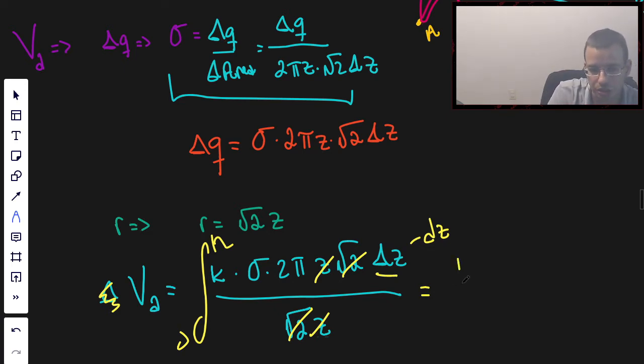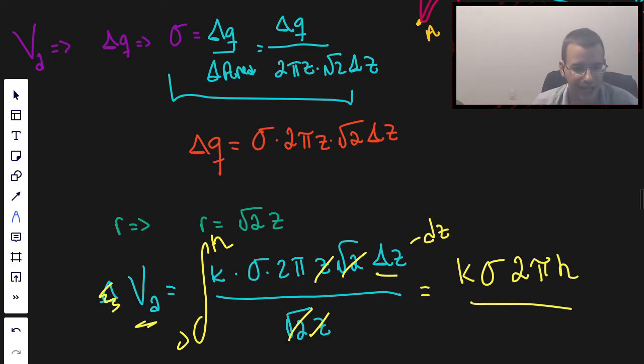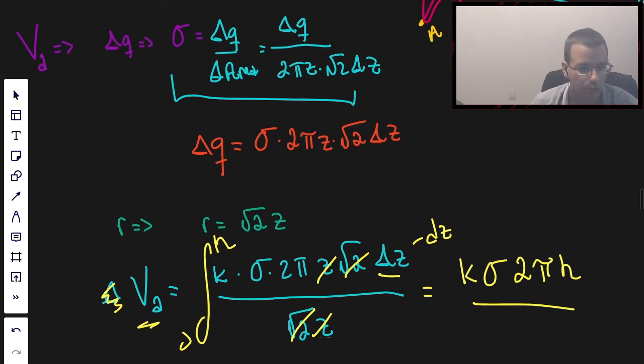Long story short, k sigma 2 pi, I'll make it 2 better so I don't get it too confused with the z, 2 pi times h. And this is going to be the voltage at A. Not too bad, almost reasonable.